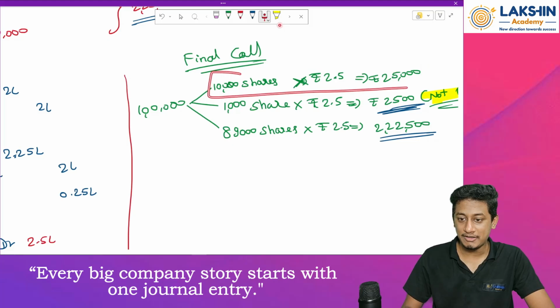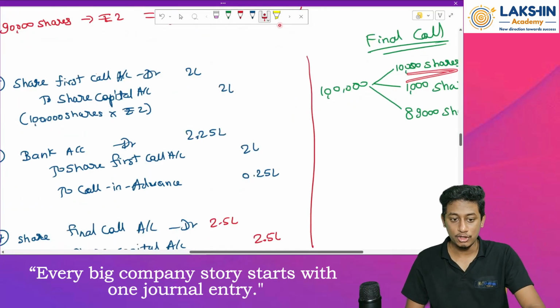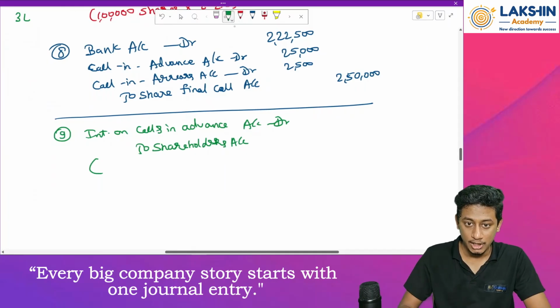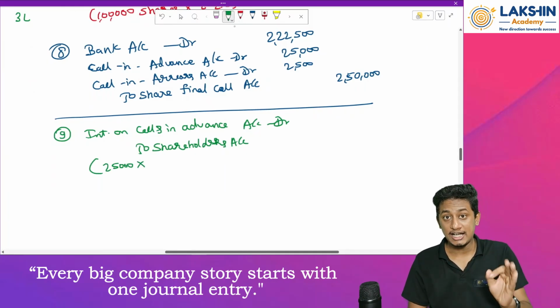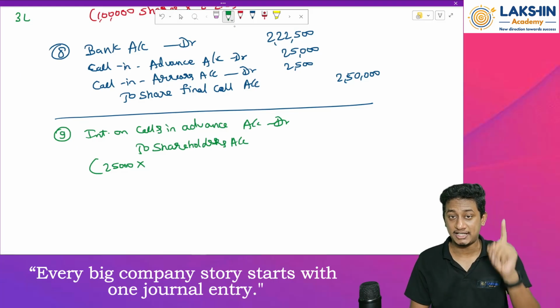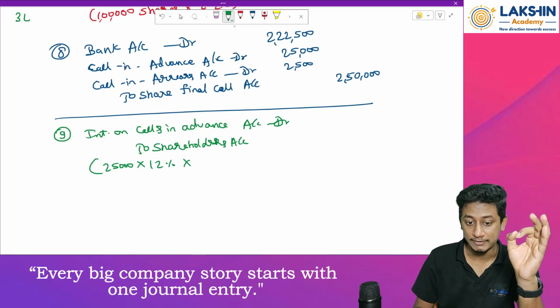How much has he paid me in advance? Rupees 25,000 on 10,000 shares, right? So rupees 25,000 into what is the interest rate that is supposed to be paid as per the Companies Act. When nothing is mentioned in the question, how much can I pay? 12%. I have to pay 12% into.